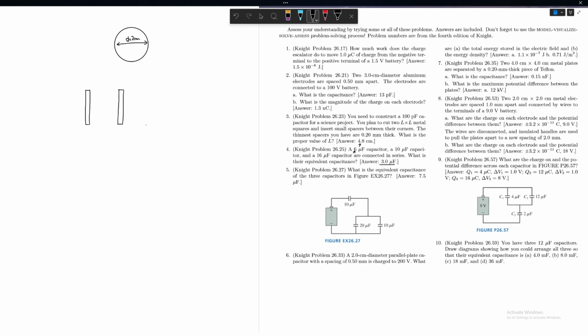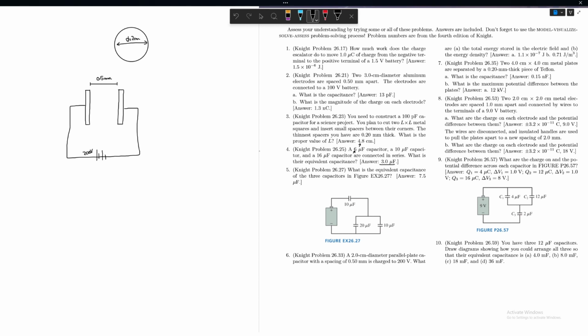And now what it says is they're parallel plate capacitors with a spacing of 0.5 millimeter. So now the spacing between them is 0.5 millimeters. It is charged to 200 volts. So this is connected to something, and obviously this something is a battery. And so this is charged to 200 volts.